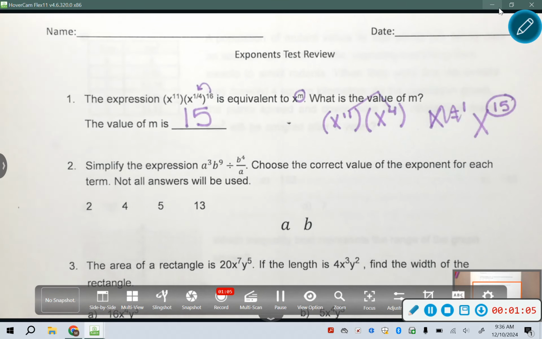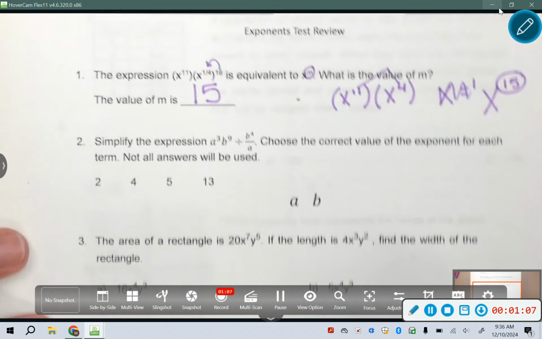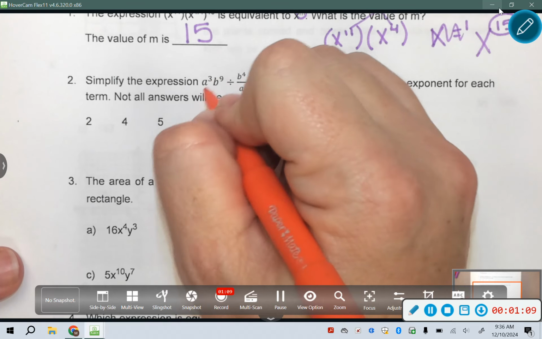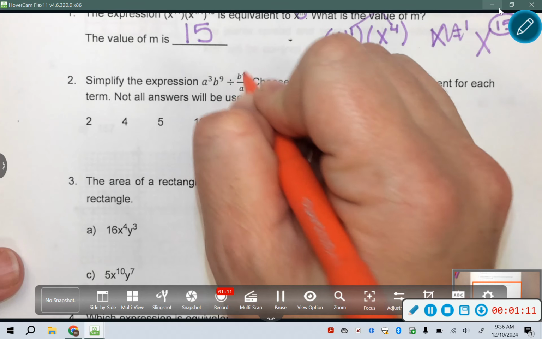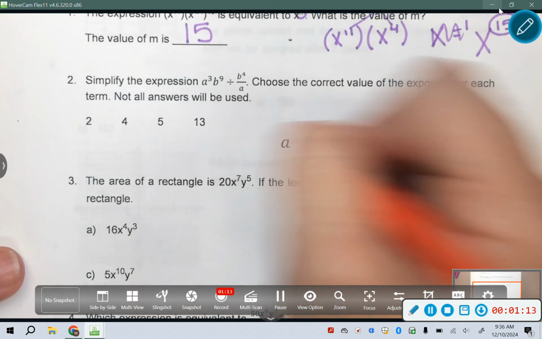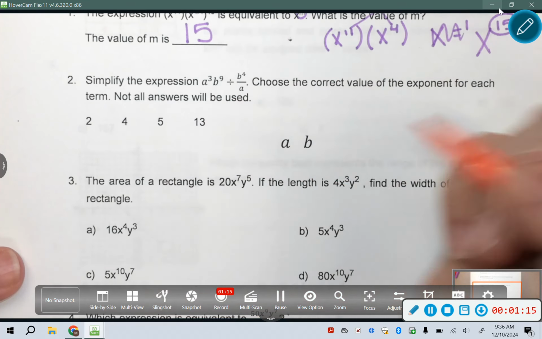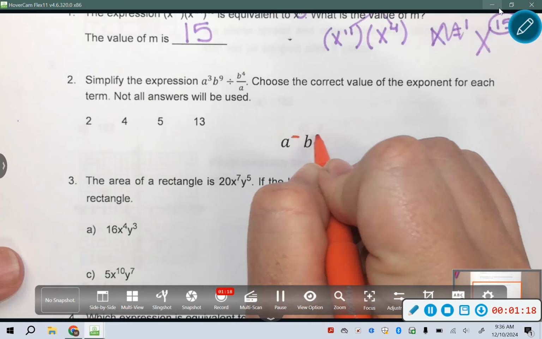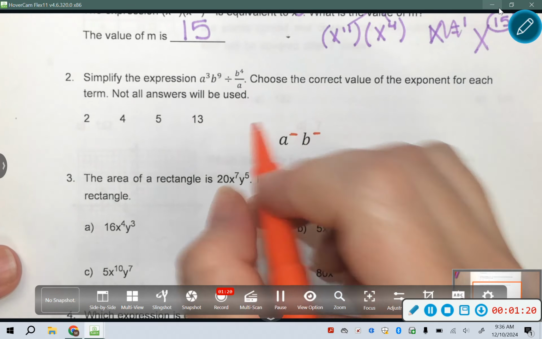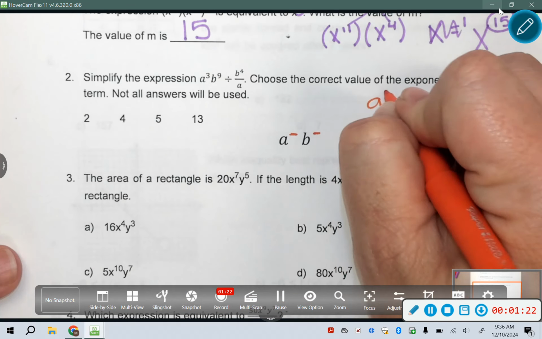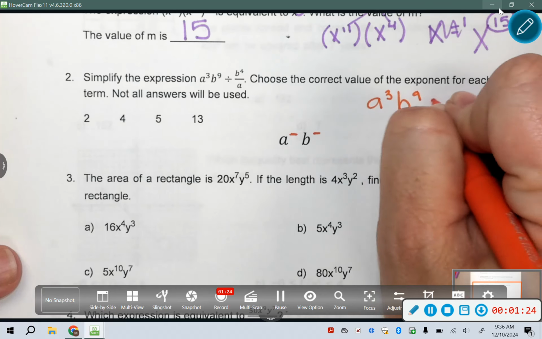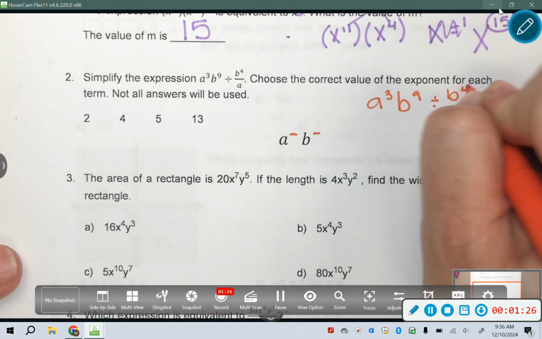Okay, so look at number 2. Number 2 says simplify the expression a to the 3rd, b to the 9th, divided by b to the 4th over a, and choose the correct value of the exponent for each term. So we need to figure out what goes to the exponent here and here. Okay, well, knowing that, I'm going to have to rewrite it. a to the 3rd, b to the 9th, divided by b to the 4th over a.